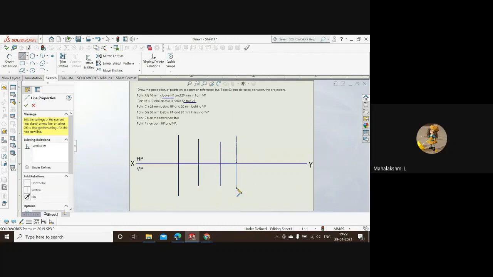You should not draw a single line across the XY line. You should draw two lines, one above and the other one below. Make sure you don't make such mistakes. And the last one. Yeah, I have taken up 6 lines.